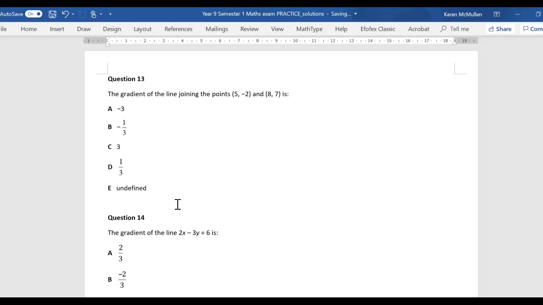All right, question 13, the gradient of the line joining these points. We're going to use the gradient formula: y2 minus y1, that's our rise, over x2 minus x1. Your points, we're going to call them x1, y1, x2, y2, and then we just substitute into this formula. So y2 is 7, y1 is -2, so just be careful with your negatives. x2 is 8, and x1 is 5. So 7 minus -2 is 9, and 8 minus 5 is 3, so that's going to give you a gradient of 3.